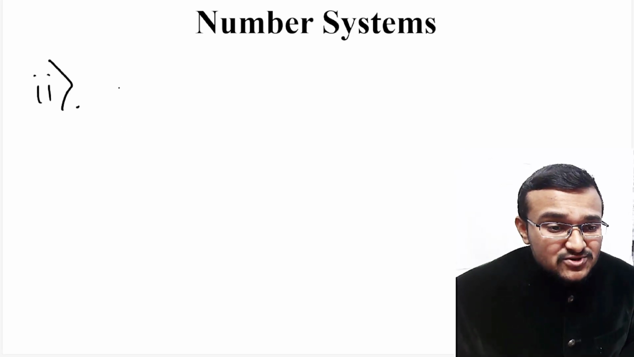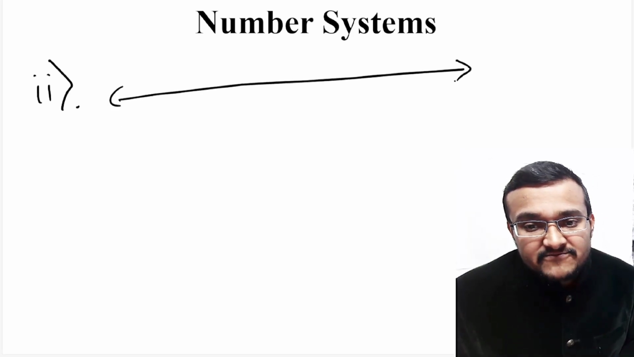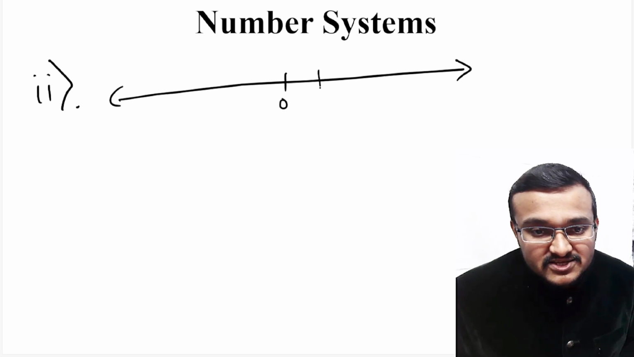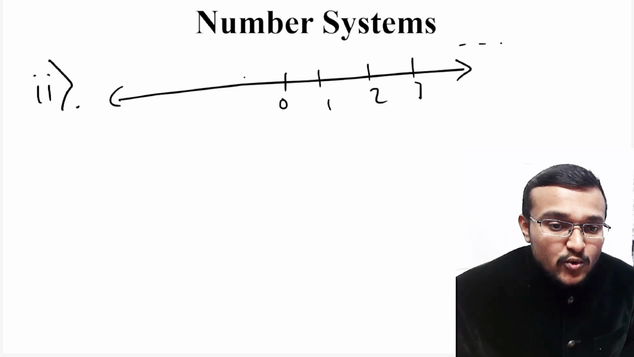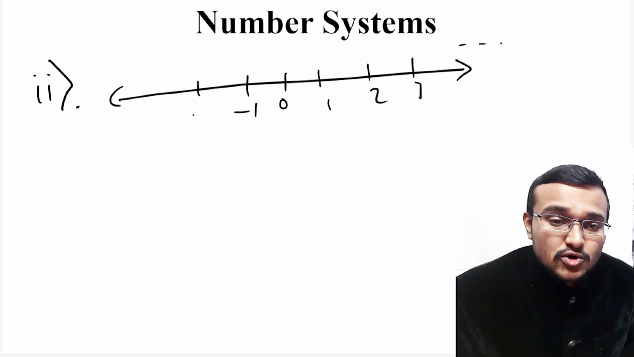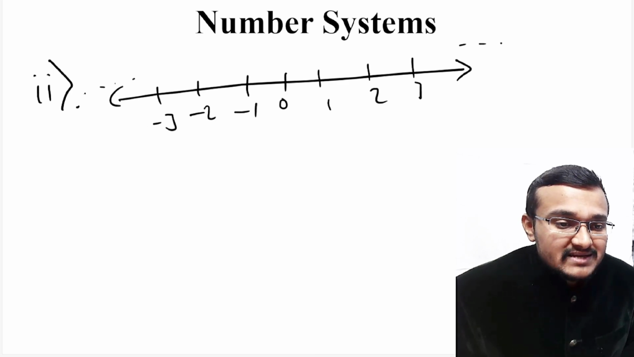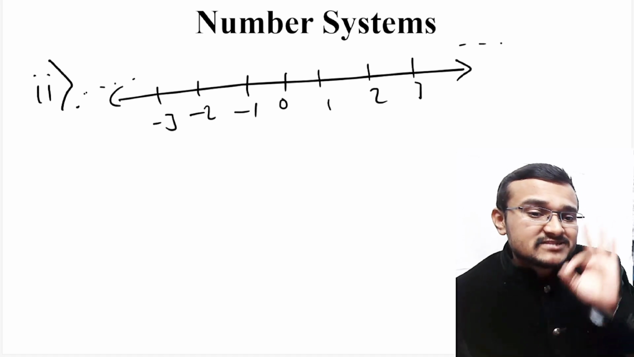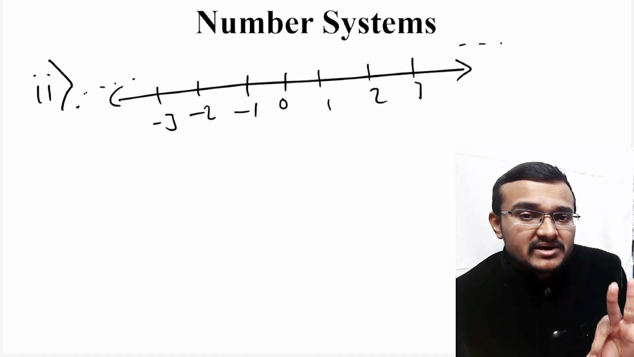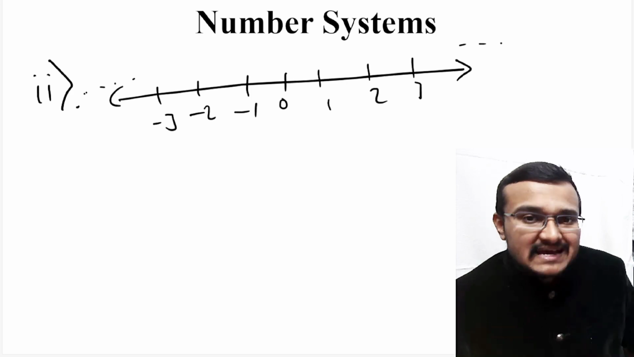So here in the second question, what they mean is that if you have a number line like this: 0, 1, 2, 3, and it goes on like this. You also have negative numbers on this number line, that is -1, -2, -3, and it goes on like this. So here, can you express every number as the square root of a natural number?